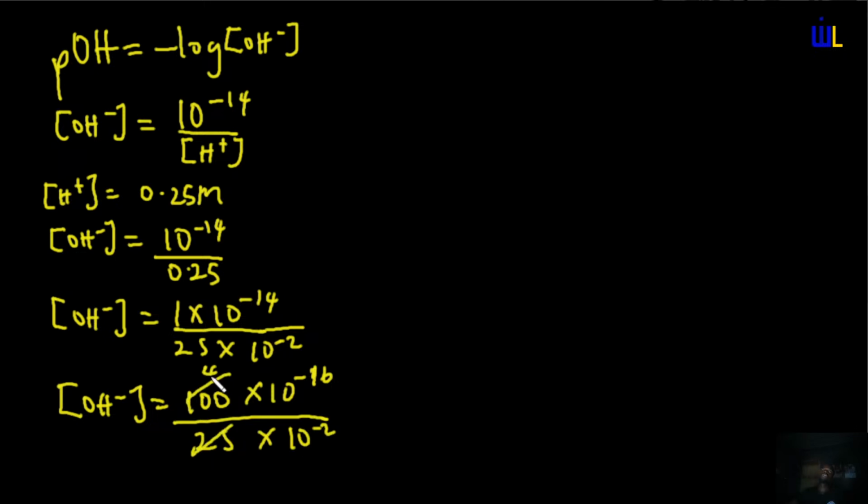25 goes into 100 four times, and this is going to give us 4 times 10 raised to the power minus 16. Division means minus, so minus bracket minus 2, and this is going to give me 4 times 10 raised to the power minus 14. So just have that in mind, that this is the value of the concentration of hydroxyl ion.